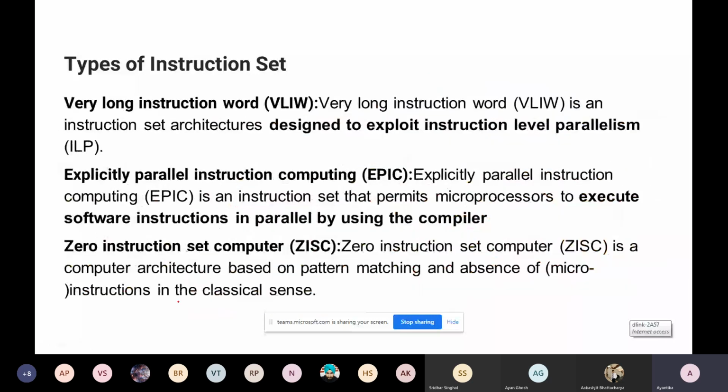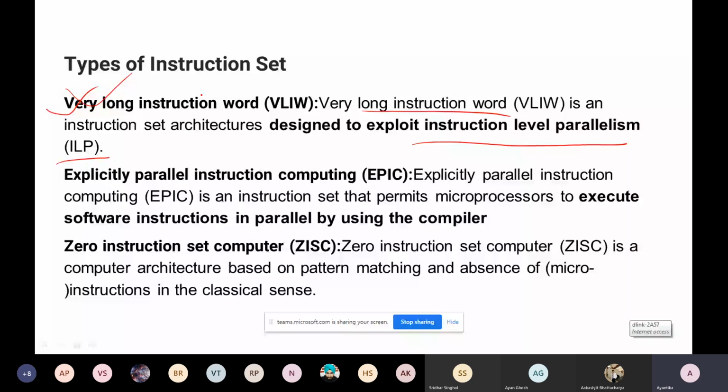Next is the very long instruction word. We will take one example of this and discuss it later, because at this point I think you will not understand much about instruction level parallelism. We will discuss instruction level parallelism first, and then we will come back with an example of VLIW. So just know that this type of processor or instruction set supports a good amount of parallelism, and a good amount of parallelism means good improvement in performance.